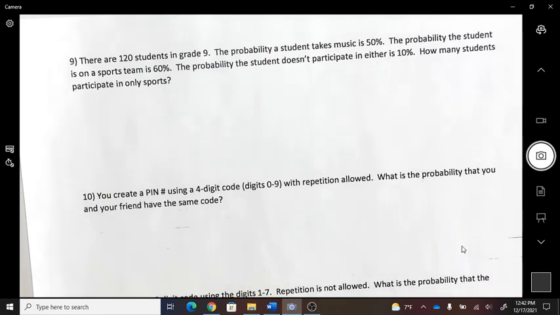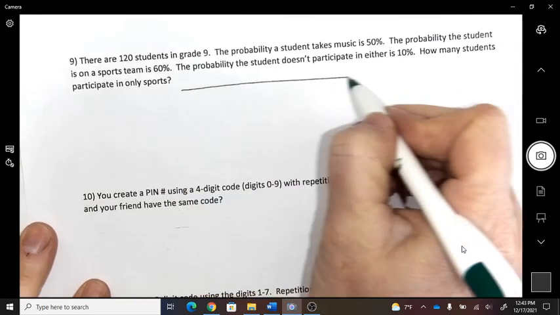There are 120 students in grade 9. The probability the student takes music is 50%. The probability that the student is on a sports team is 60%. The probability that the student doesn't participate in either is 10%. How many participate in sports only? Which method was this? Venn diagrams. Yep.